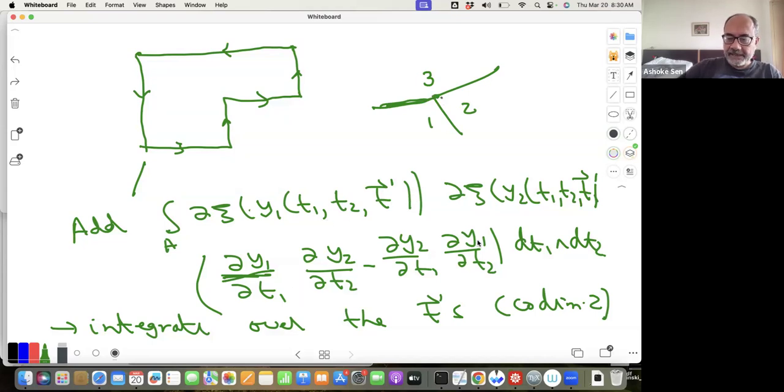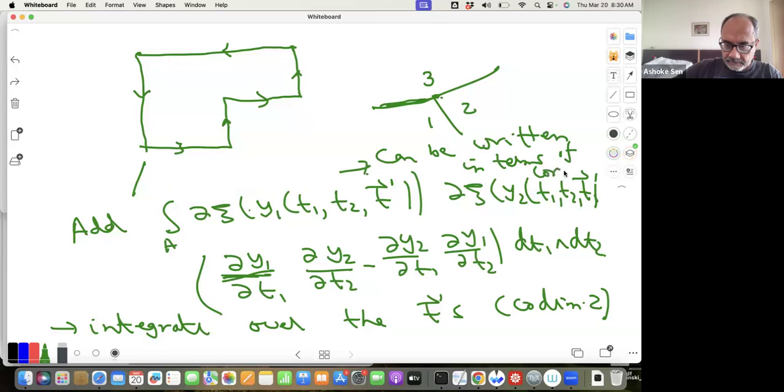Now it turns out that this is again a total derivative. You can easily check. So this can be expressed in terms of the corner points. Which means basically that if you have a spurious singularity somewhere in the middle, or even a spurious singularity that crosses this line, it makes no difference. As long as the corners are chosen to be free from spurious singularities, you are fine.